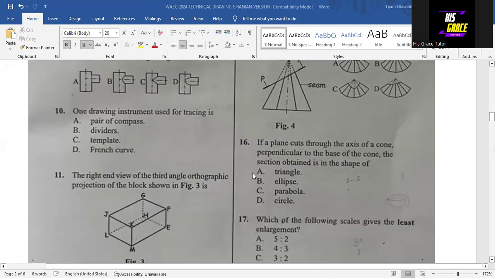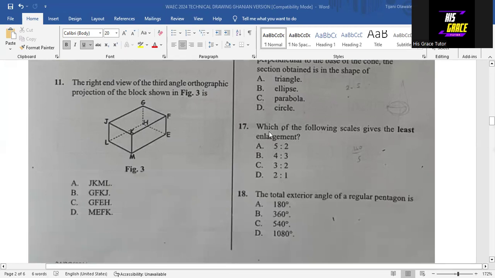Then question 16 says that if a plane cuts through the axis of a cone perpendicular to the base of the cone, the section obtained is in the shape of a triangle. So it cuts the axis, and the cutting plane is perpendicular to the base of the cone. That gives us a triangle. That section will be a triangle. So option A is the answer to this question.